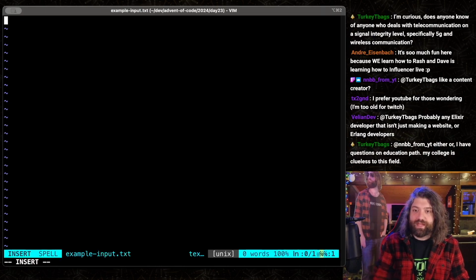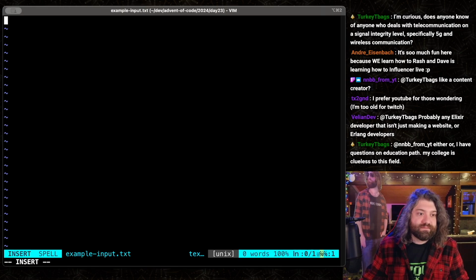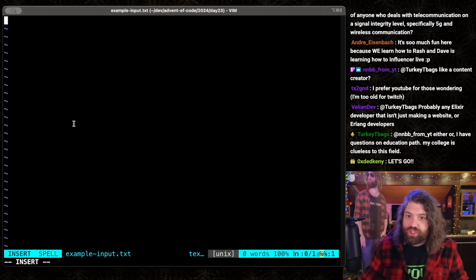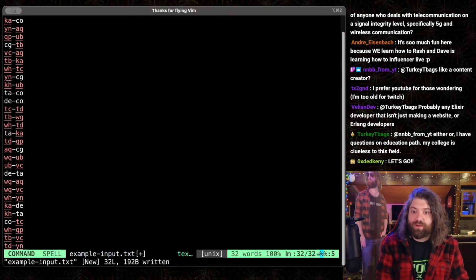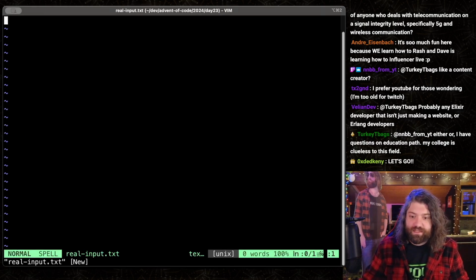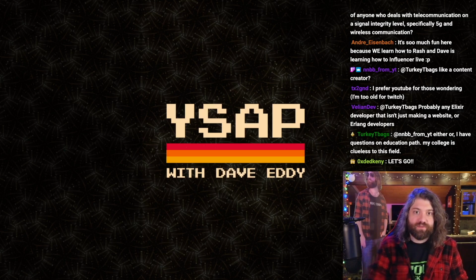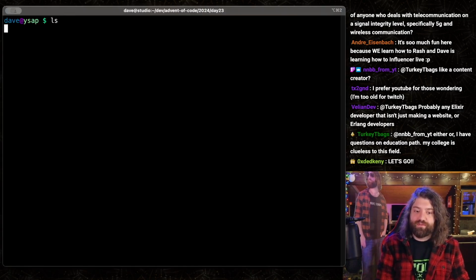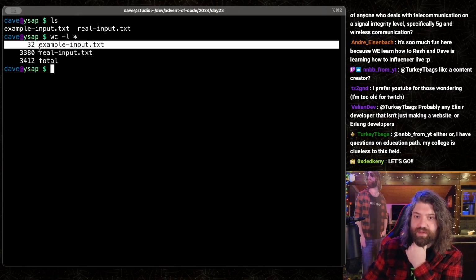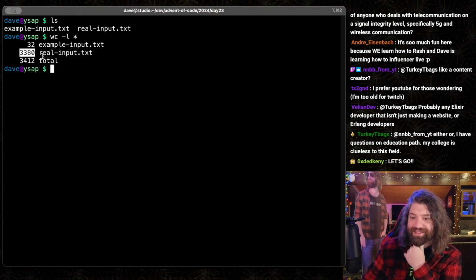Example input.txt. I'm going to grab this from the website. There's a lot here. Cool, there's our example input. We'll grab the real input.txt next. I'm going to unshare for that. We are left with a directory with 2 files in it. We have 32 lines in the example input and 3,380 lines in the real input. So we better get this algorithm working. Let's go.